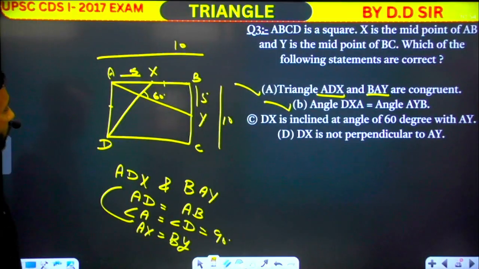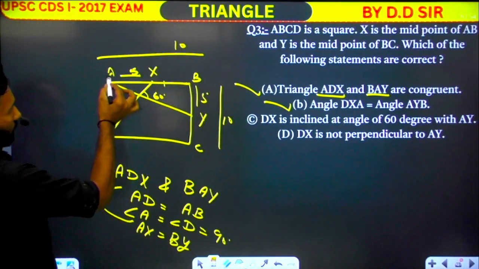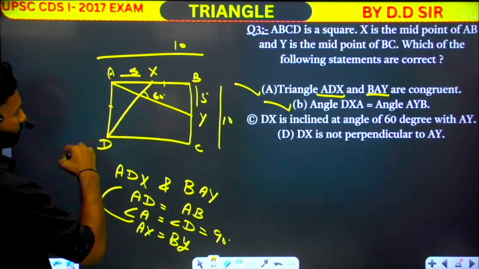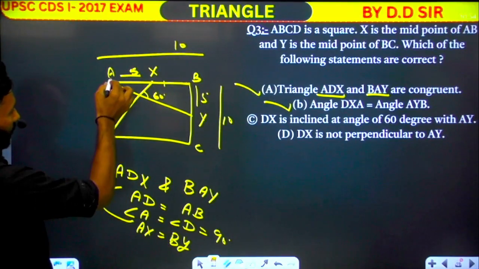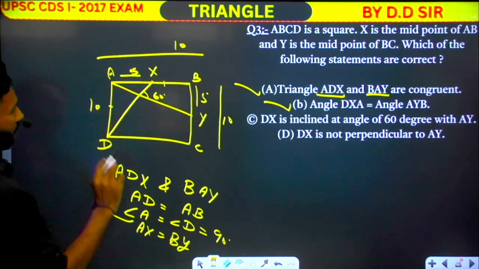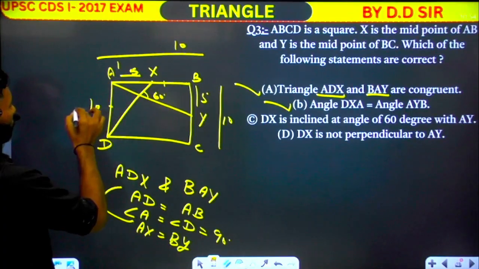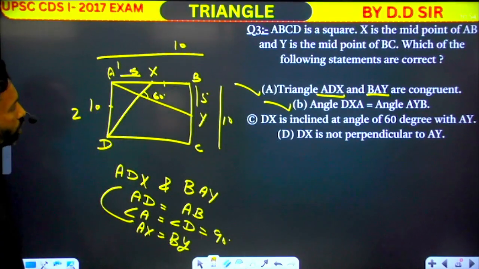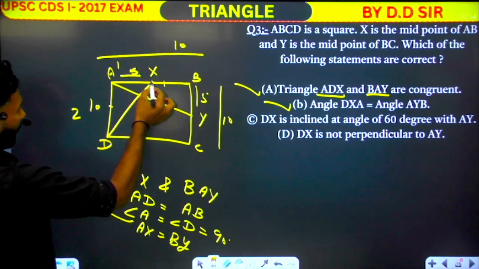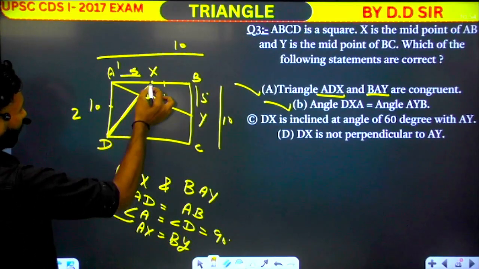How can we prove this? Side AX is equal to 5 and side AD is equal to 10. So here the ratio is 1:2. Now the ratio is 1:2. Can we calculate this side? Can we calculate this one side?